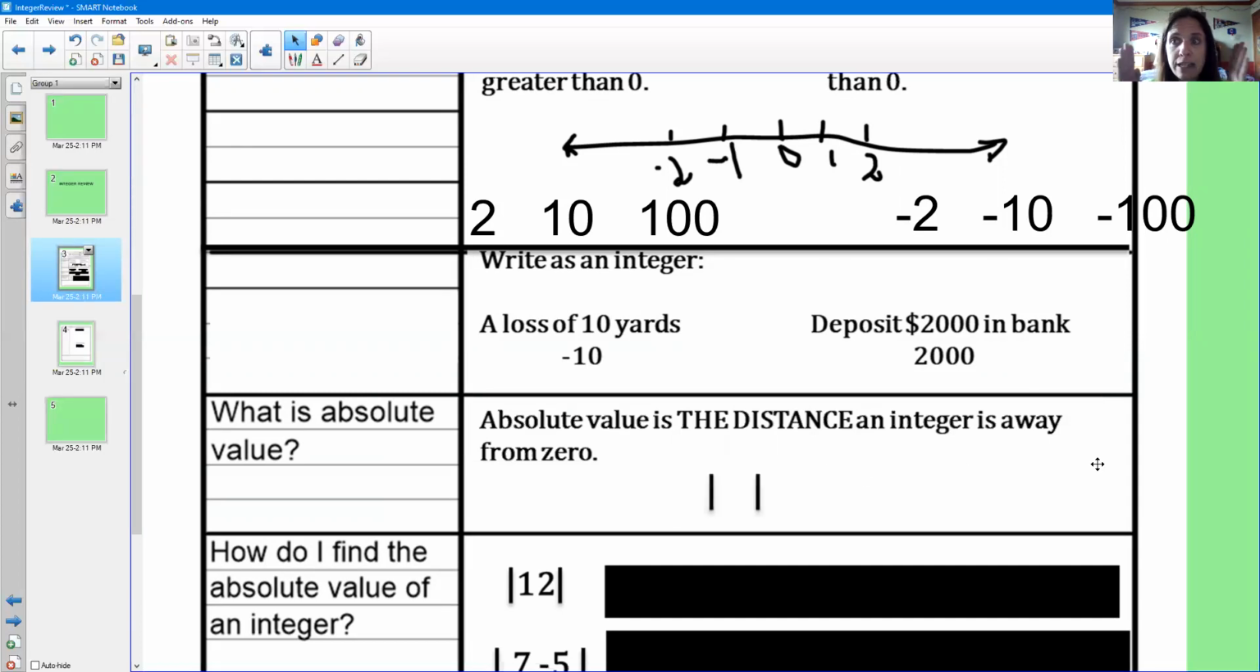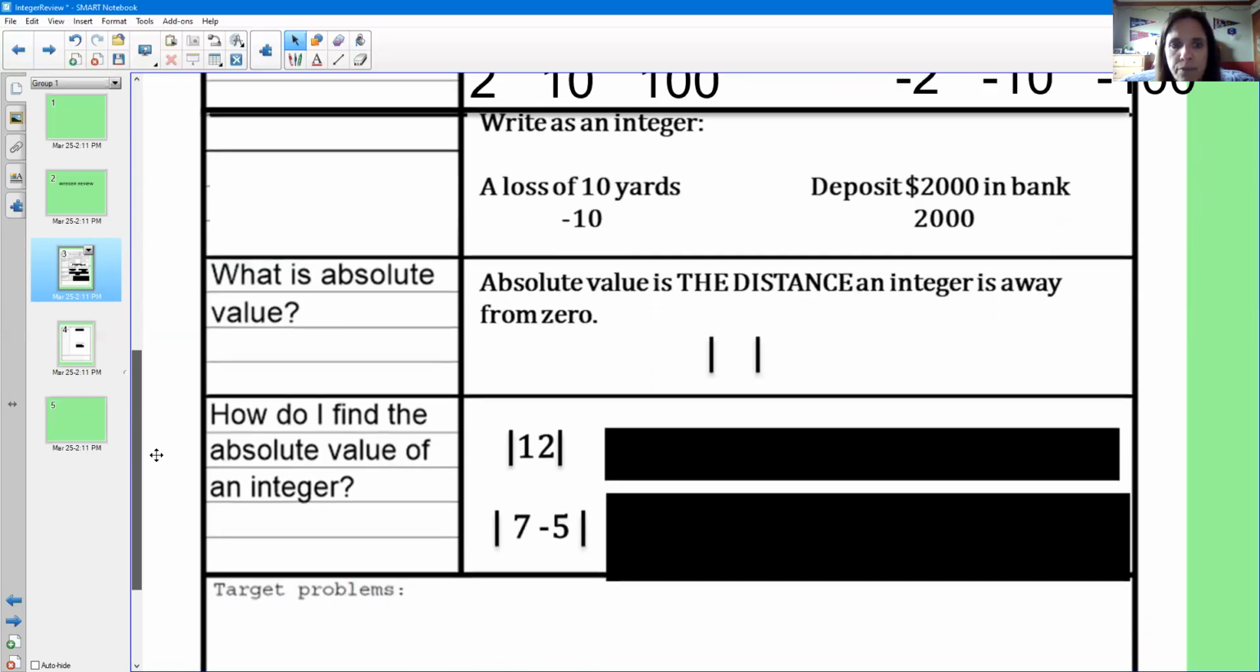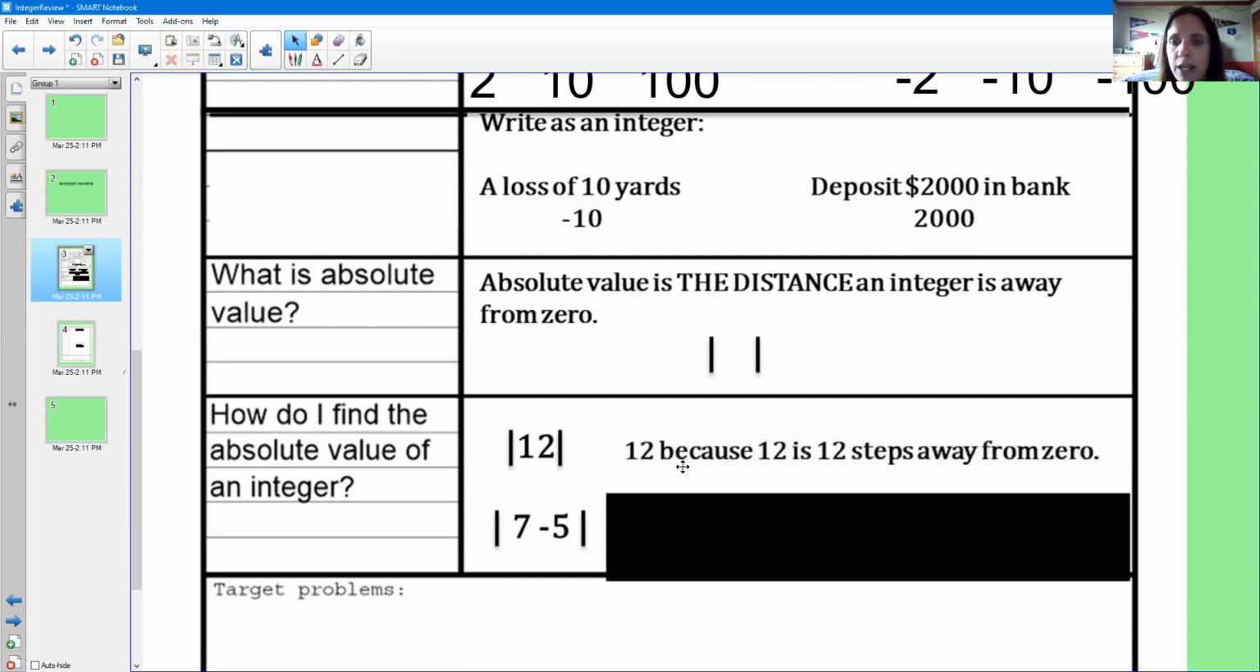It's these two vertical lines, right? And then we put a number on the inside. And we read that as follows. The absolute value of 12. That's how you would read this. Tell me, what is the absolute value of 12? Well, 12 is how many steps from 0? 12 steps. So the absolute value of 12 is 12. It's 12 because 12 is 12 steps away from 0, right?